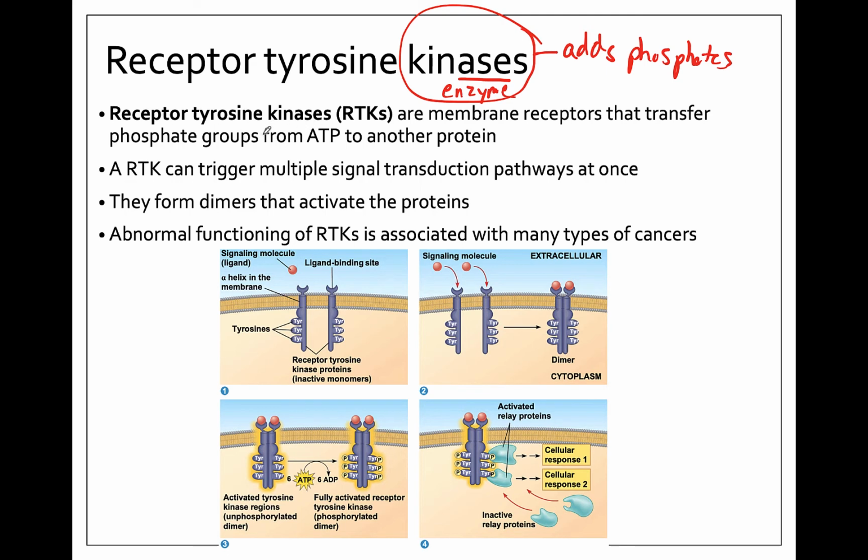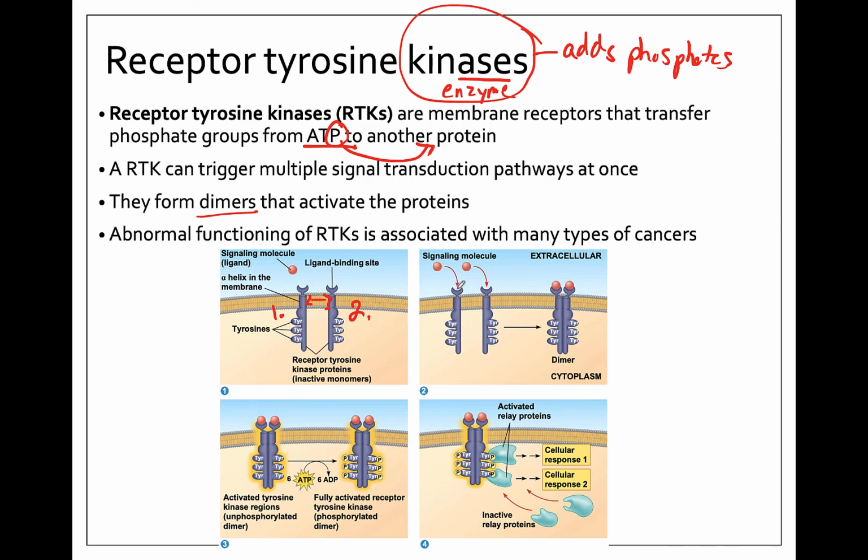So these are typically going to use ATP, and the kinase is going to take that ATP and give it to some other protein. These can often trigger multiple pathways at once, so it's not always going to be a linear path through the cell. A single receptor might be able to trigger 2 or more different pathways. The key characteristic of these that's very different is that they form a dimer. So here you can see there's kind of 2 halves here. Here's one receptor tyrosine kinase, here's another one, and they are separated here by physical space.